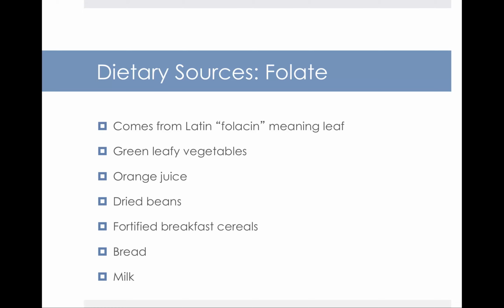A good way to remember where folate comes in the diet is to think of the Latin word folicin. That's the root of folate, and folicin means leaf. So dark green leafy vegetables are the primary sources of folate. Other things like orange juice, dried beans, and then any fortified or enriched bread cereal will have a good amount of folate, as does milk.